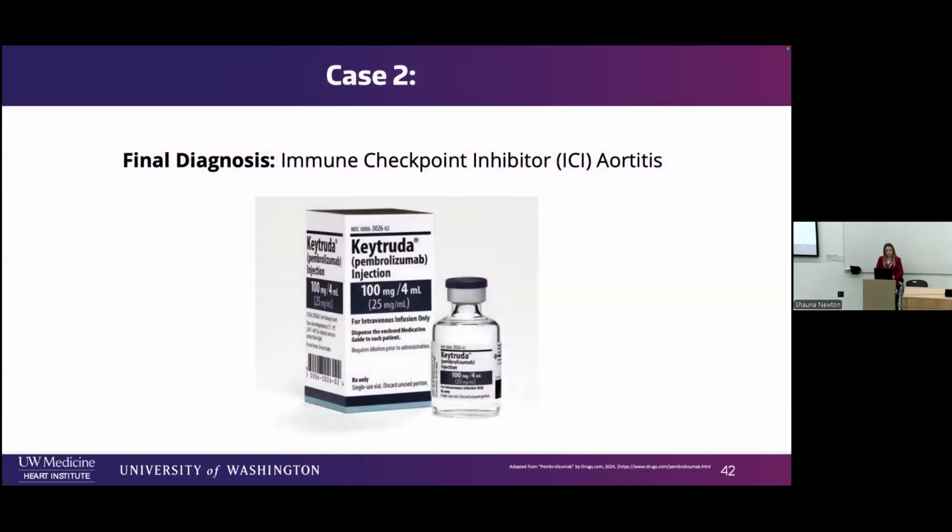So she was diagnosed with immune checkpoint inhibitor aortitis. This is because she had prior treatment with pembrolizumab. She was on that when her symptoms actually started. If you spoke to her, she described the shortness of breath and chest discomfort while on pembrolizumab, but it didn't worsen until she presented.